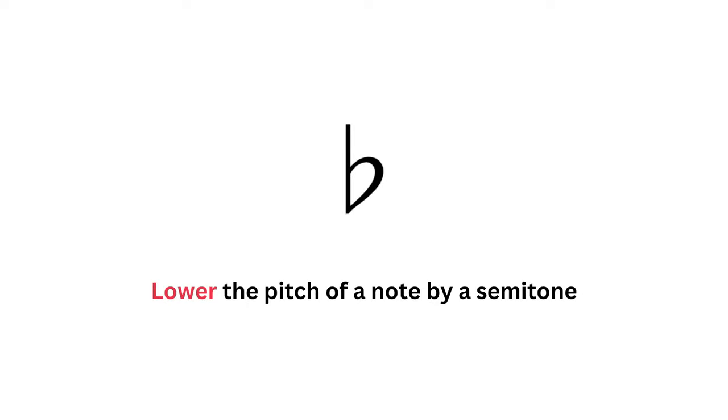The second type of accidental is a flat, indicated by a symbol resembling the letter B. A flat lowers the pitch of a note by a semitone.